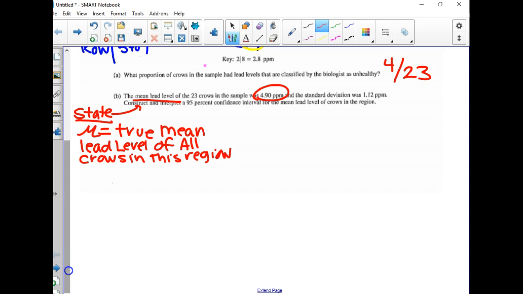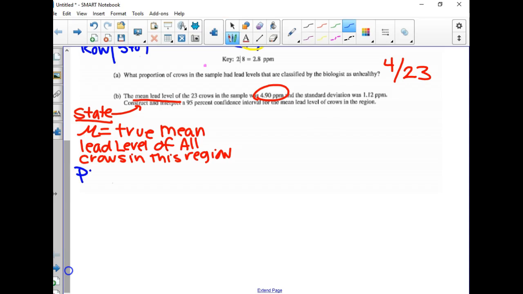Okay, questions there? I want to know what this is. We don't know what it is. We only know what the average is for 23. So I want to take that statistic and build an interval so I can have 95% confidence that it's somewhere in there.